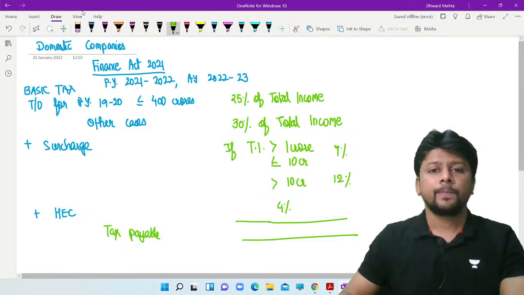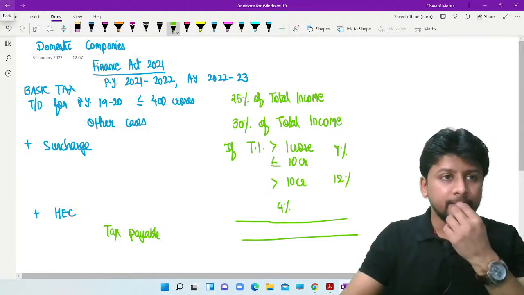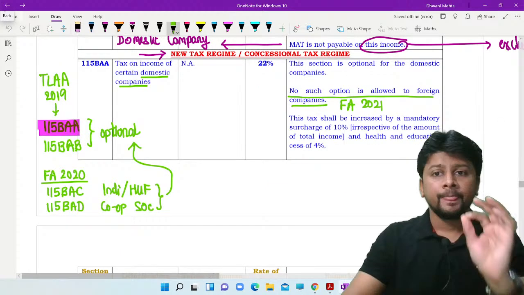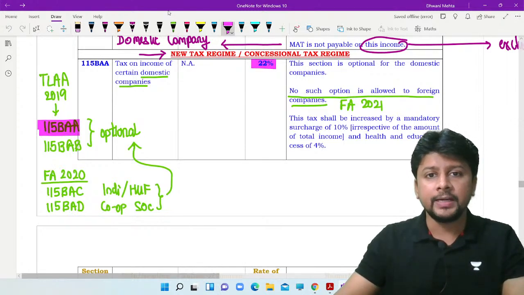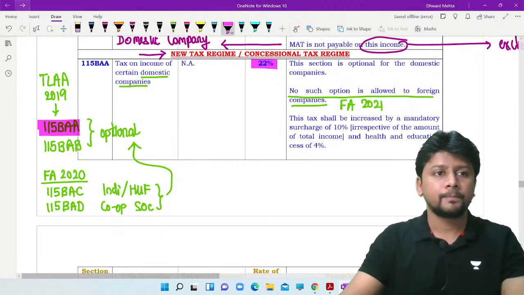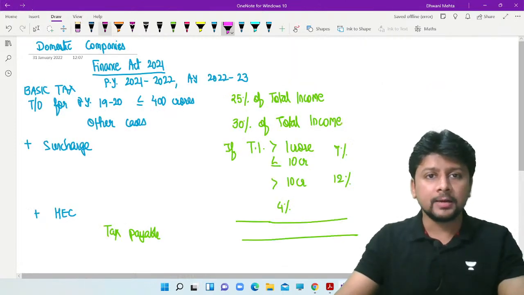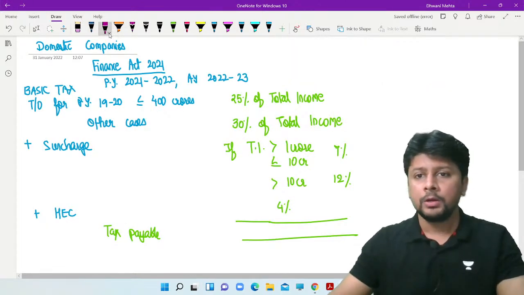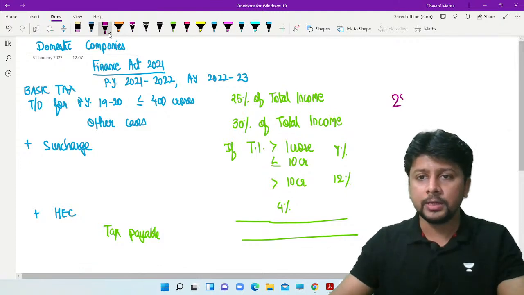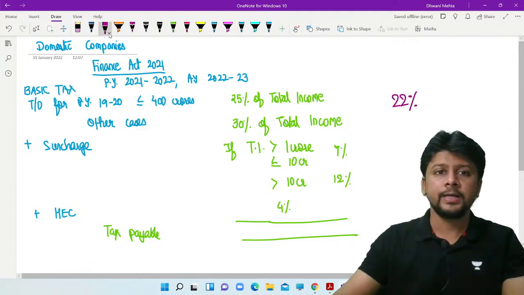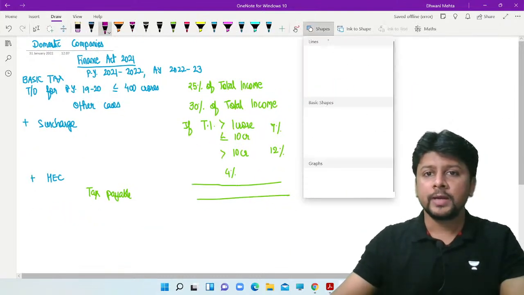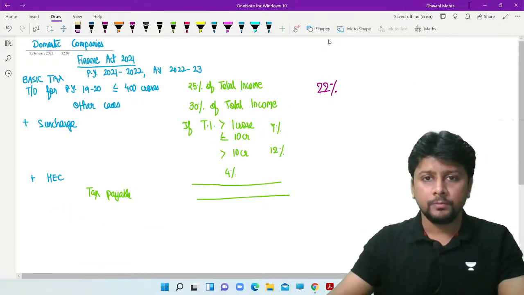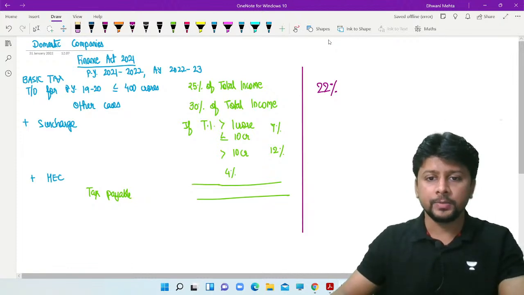Now, what does 115BAA say? 115BAA says that you can pay a tax of 22% of your income. So, on a plain comparison, what was 25% or 30% has become 22%. You can pay a basic tax of 22%.